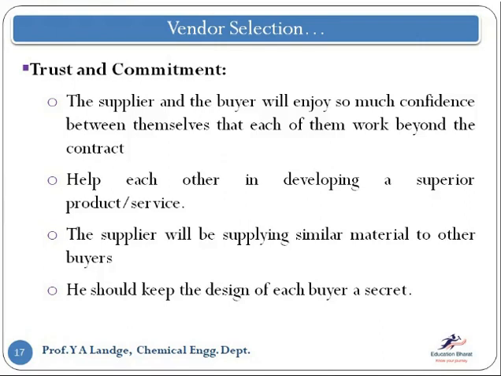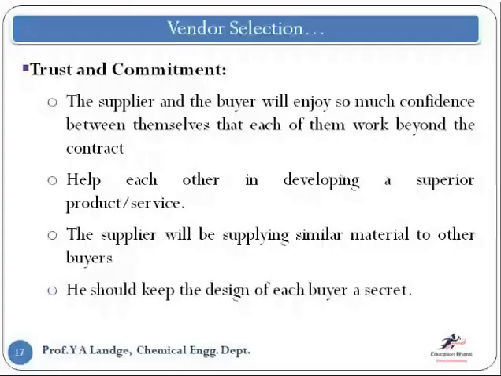He should keep the design of each buyer as a secret. Another thing, as I said even in the previous slide, is that the same supplier may have the same product for different industries, for different manufacturers. Now, the product which you manufacture for manufacturer A and the product which you manufacture for manufacturer B, by the supplier.